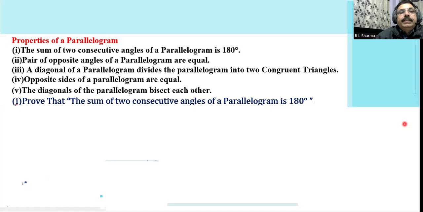And the first property says: prove that the sum of the consecutive angles of a parallelogram is 180 degree. Prove that the sum of two consecutive angles of a parallelogram is 180 degree. एक जो पैरेललोग्राम है उसमें जो कंसेक्यूटिव एंगल्स हैं, दो पास वाले एंगल्स हैं, उनका सम हमेशा ही 180 डिग्री होता है, एंड वी हैव टू प्रूव इट. So first of all, we have to draw a diagram, means a parallelogram.